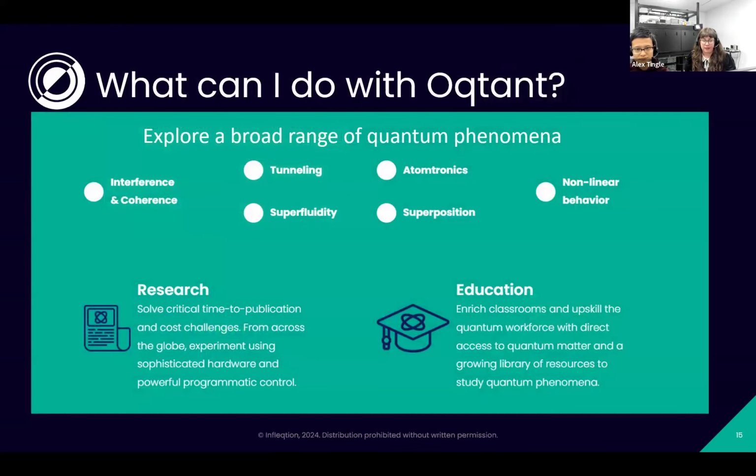So why do all of this? Well, other than being able to explore just really cool quantum phenomena, you can use this for diverse research applications. We have a couple research groups actually around the world using Oqtant right now who intend to publish. So when that happens, we will make sure everybody knows because it's super exciting. And education and workforce development.